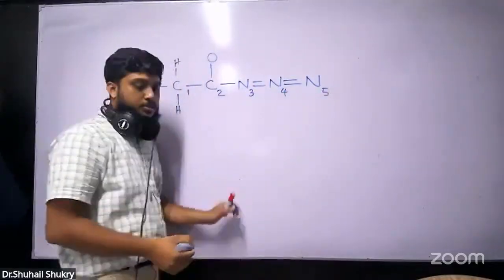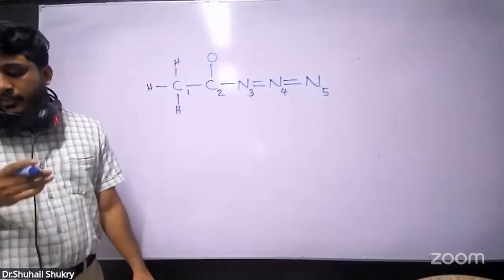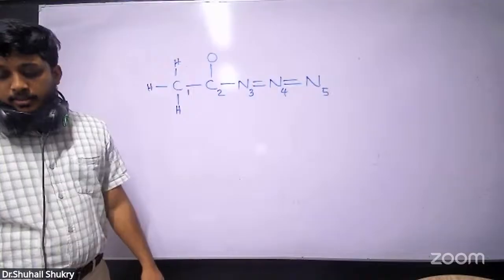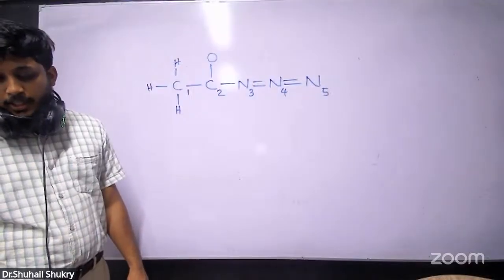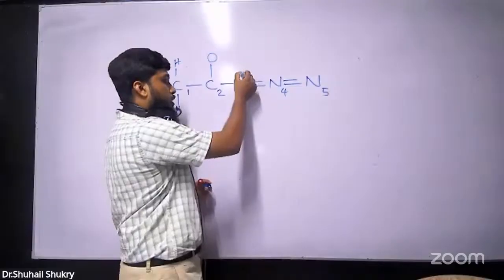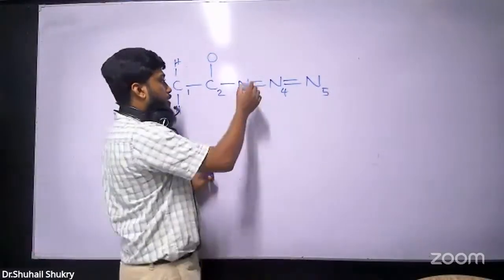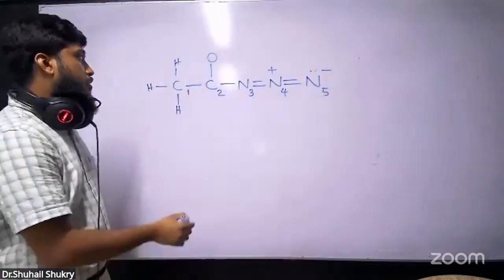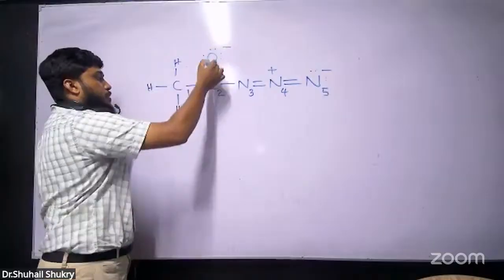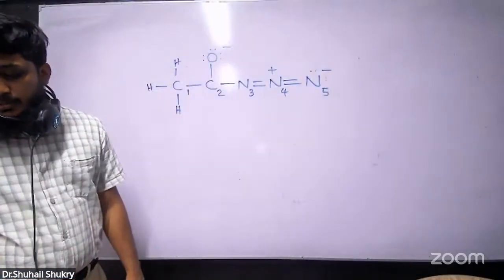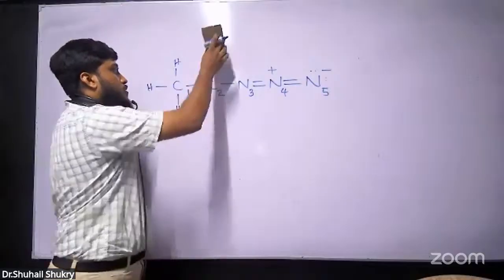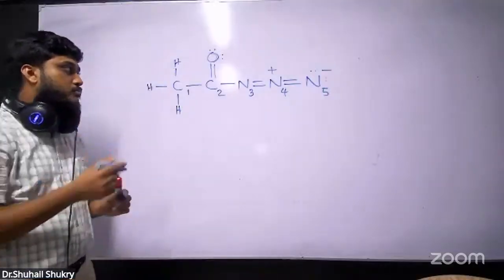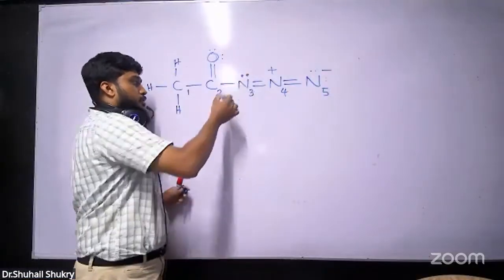This is how they have given the structure here, but they haven't put the necessary charges, so you have to put them. On nitrogen here, you get a plus charge. On nitrogen here, you get a minus charge. This oxygen, you get a minus charge. Sorry, that double bond oxygen. You get a double bond oxygen here. For this double bond oxygen, you get like this, and here you have like this.